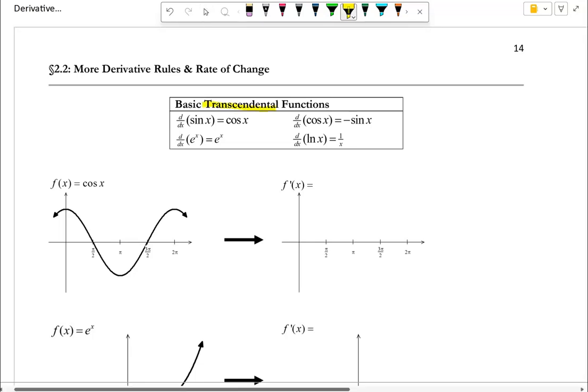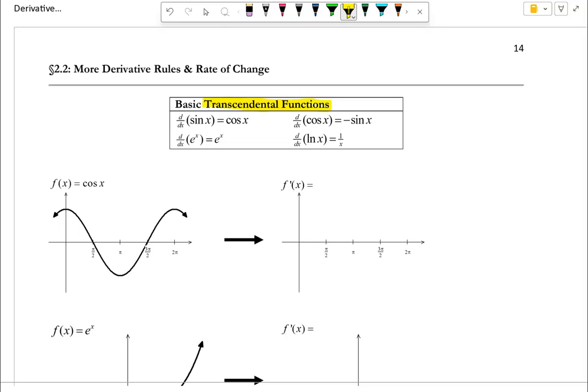of basic transcendental functions. So a transcendental function is like a function involving exponentials or trigonometric functions or logarithmic functions. So we have our basic polynomial functions, and then we also have what we call transcendental functions.